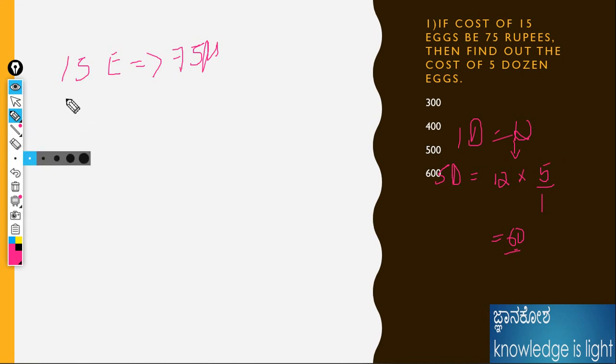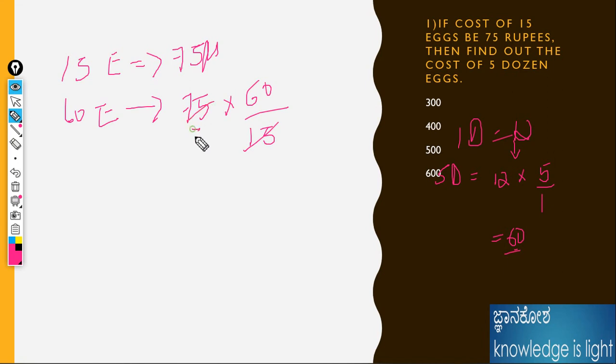Therefore, what is the price of 60 eggs? Keep 75 the same, because 15 eggs cost 75 rupees and 60 should be more, so I take 60 as the numerator. 15 fives are 75, 5 sixes are 30, so 300. See here I am calculating without looking at the question. We can easily answer it: 15 eggs cost 75 means one egg is 5 rupees. Then 60 eggs is 60 times 5, which should be 300 only.